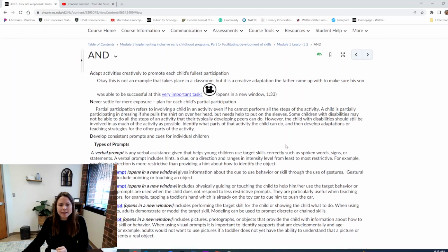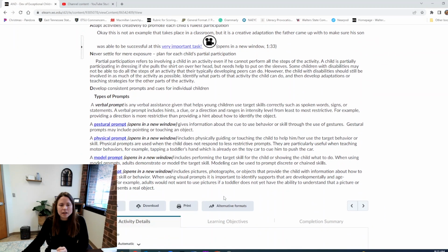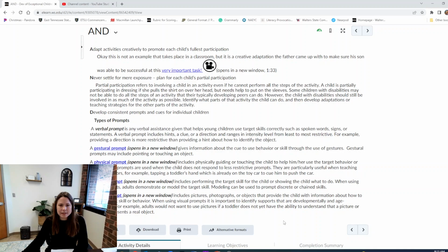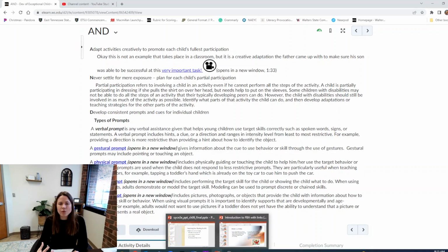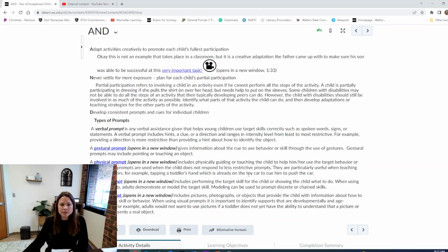Then we have the next one. How are we adapting these activities to make sure the child participates? We're talking about the different types of prompts. Okay, so remember, we're going to give the children cues, right? These individual children. So we have to make sure that we're developing consistent prompts. There are different types of prompts here, and it goes a little bit further into detail.